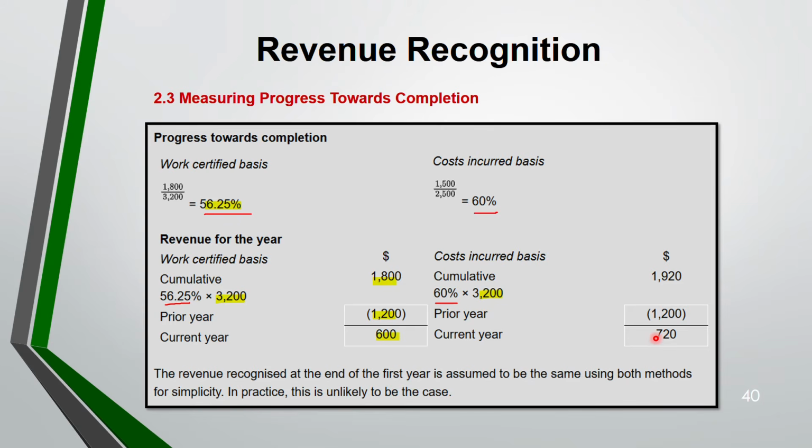Okay. So the revenue recognized at the end of the first year is assumed to be the same using both methods for simplicity. In practice, it is unlikely to be the case. For simplicity, we'll assume under both methods revenue at the end of the first year will be the same.